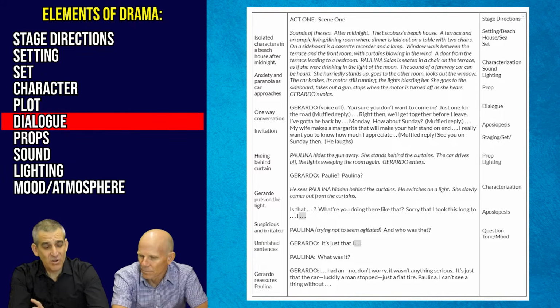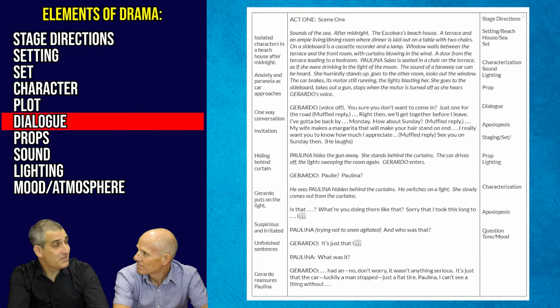Yeah, and again, Dorfman's very careful to build that aposiopesis into his script. It really shows the tension, the hesitation of Paulina, and the way Gerardo looks down on his wife. It's all clear through the dialogue.